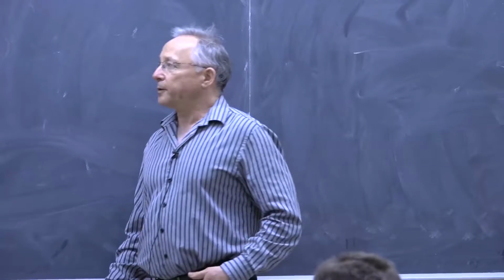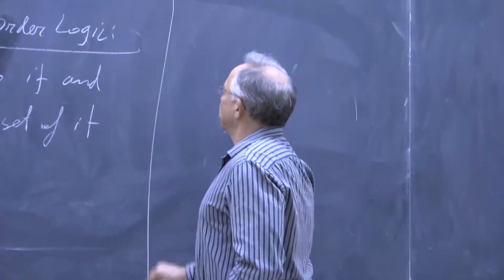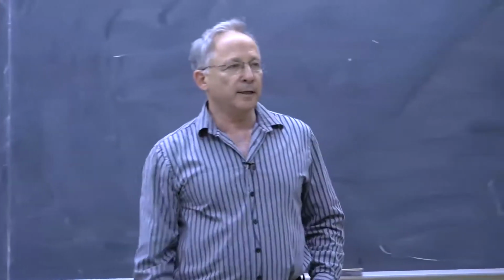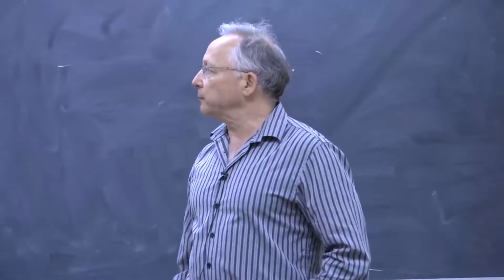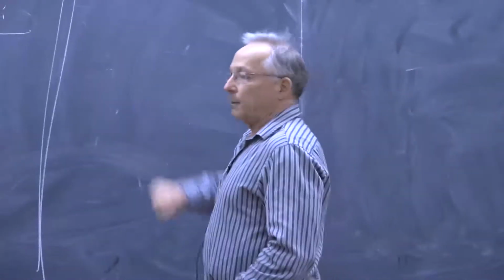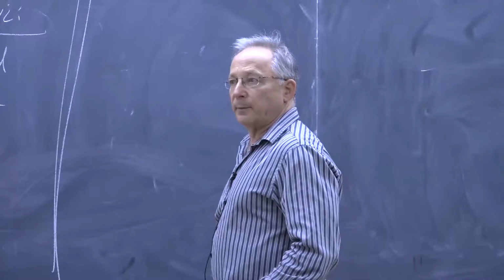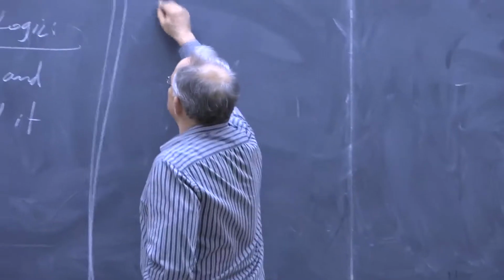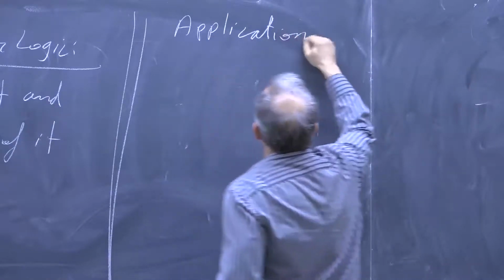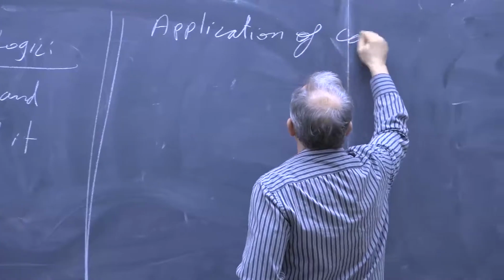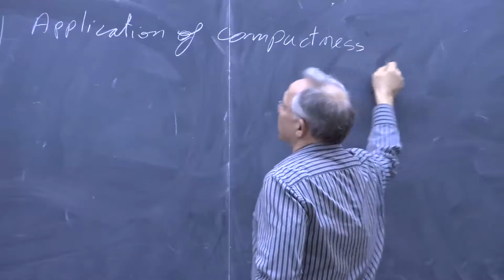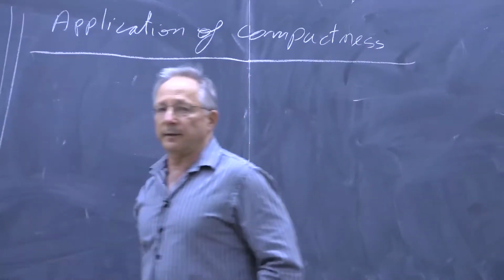Now, as in propositional logic, we can use it to show both positive and negative results. So let me start with a negative result, then we will get into a very interesting positive result. So we are not proving it now, we're postponing the proof, but we will see some applications of compactness. And our first application will be a non-definability result.